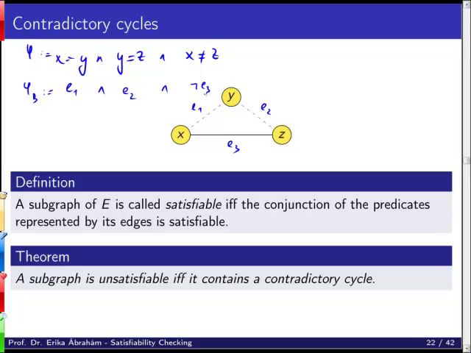So if E1 and E2, then also E3. Let's call it transitivity. In general, one should add all cases.